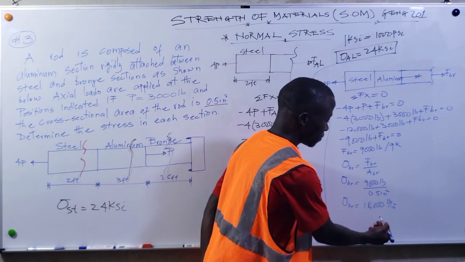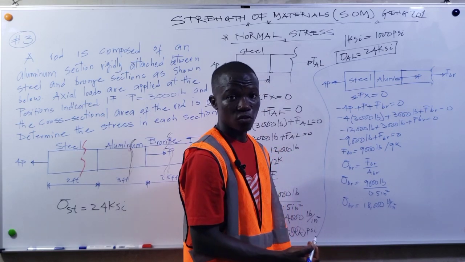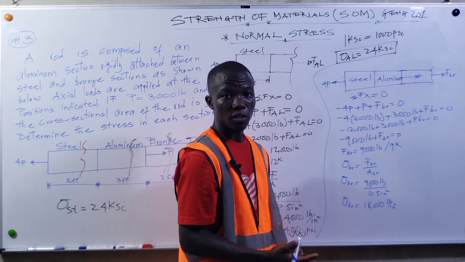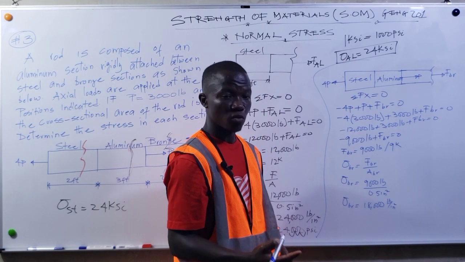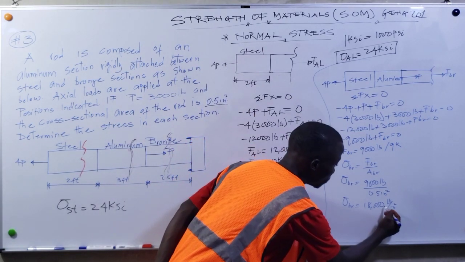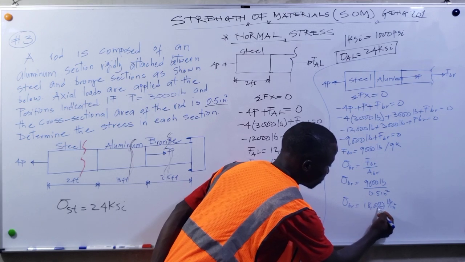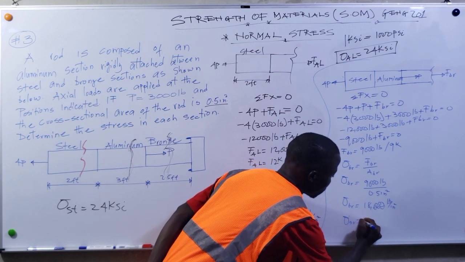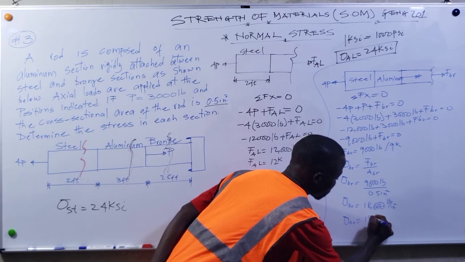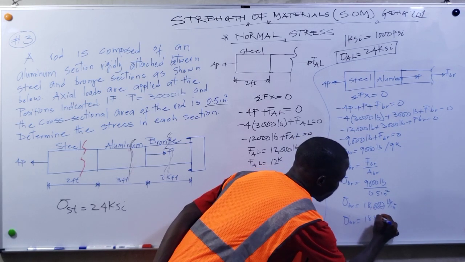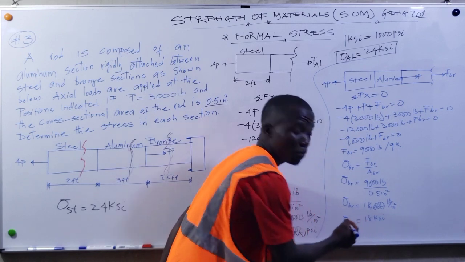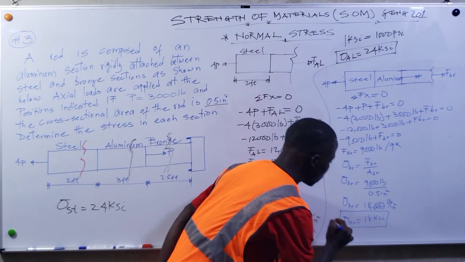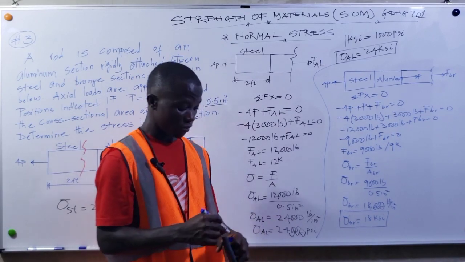So I have to reduce this answer to one of the prefixes. We know that 1 ksi is equal to 1,000 pounds per square inch. So when we take our decimal point 3 places, we get stress within the brooms is equal to 18 ksi, which is kilopound per square inch. So this is the stress within the brooms.